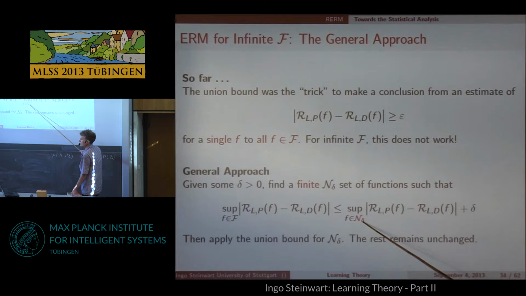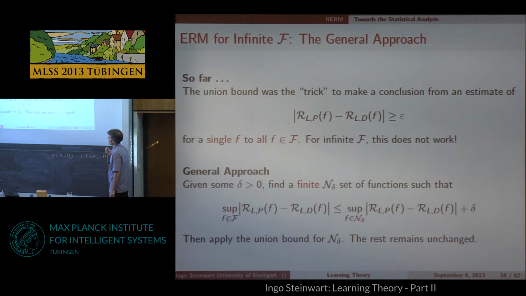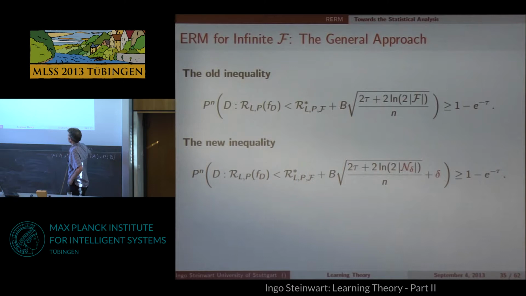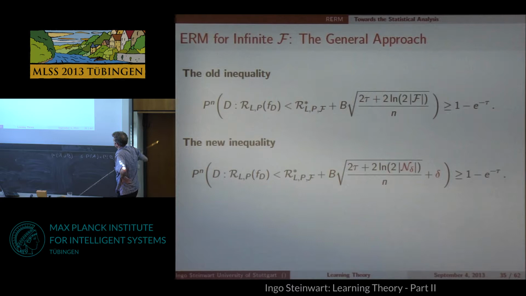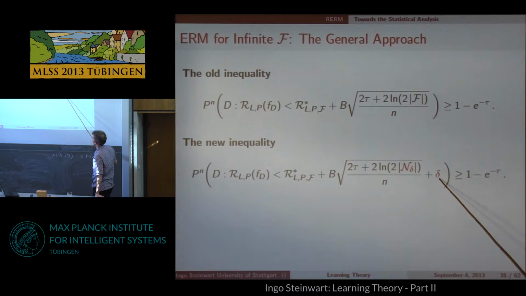This is the idea. How we find that set, I will tell you in a few slides. Let us first have a look at what the effect will be on the inequality. The old inequality was of this form, where we had our script f. Now if we go from script f to our finite set, then we have to apply the union bound on this finite set. So script f disappears here, and we have to take script n instead. But also, we have an additional error because of using a finite set, which is this plus delta.